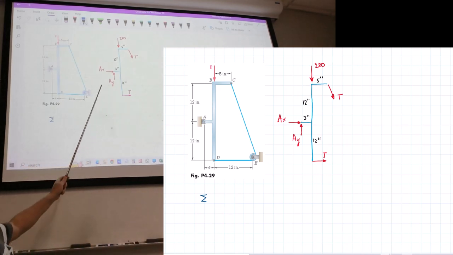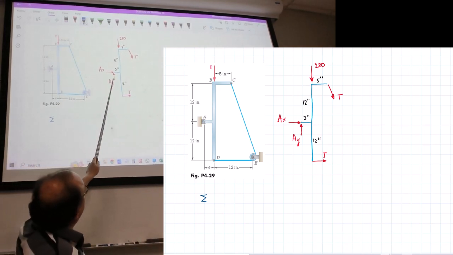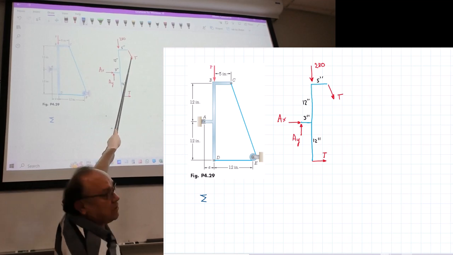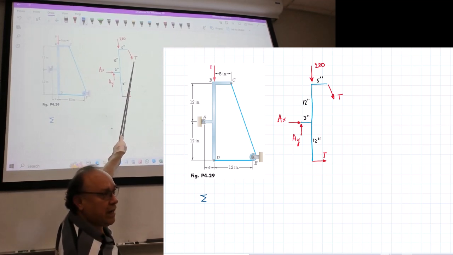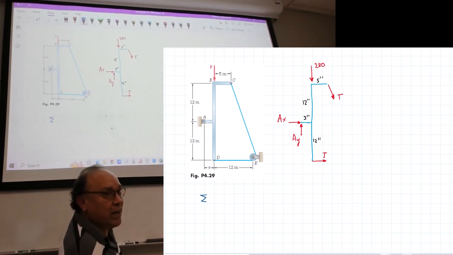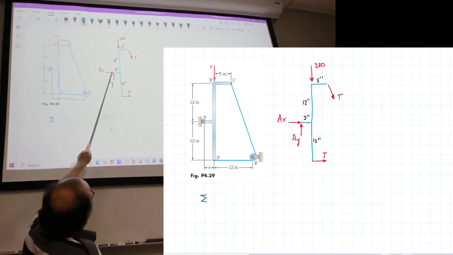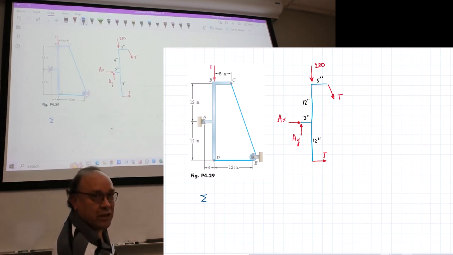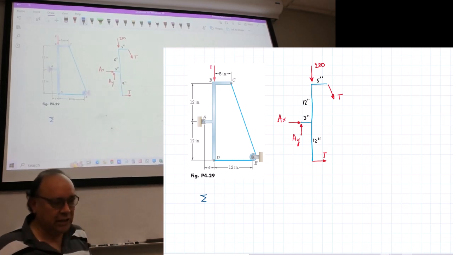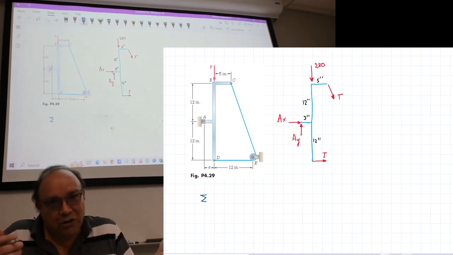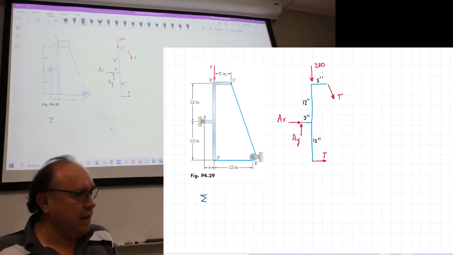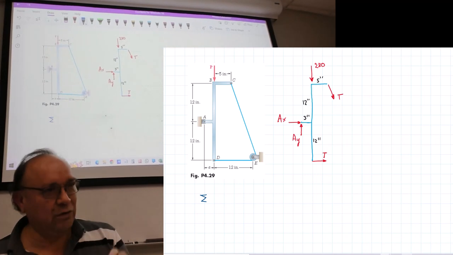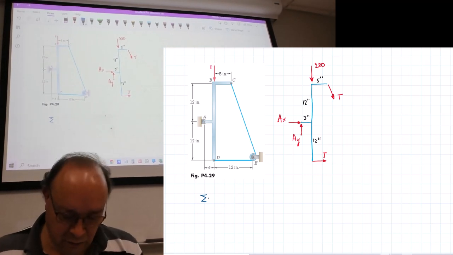Forces in the Y. I don't do forces in the Y because I have two unknowns. This one has components on the Y, right? I hate equations with more than one unknown, you know that I hate that. If I do moments about this point, I eliminate two unknowns and I only get one unknown for my equation, right? So that's the way I will go. Sometimes you cannot do it, but if I can get an equation with just one unknown, that's what I do because it's much easier to solve.